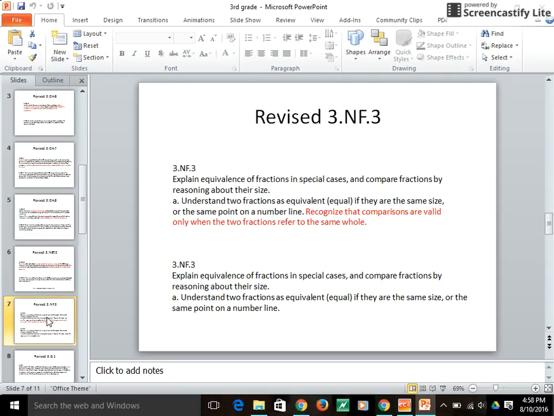Here we have 3NF3. This is just one of your fraction standards, but be sure that when you're talking about fractions, I know most of us do, but make a point that students understand that when we're comparing fractions, that's only valid when our two fractions are referring to the same whole.